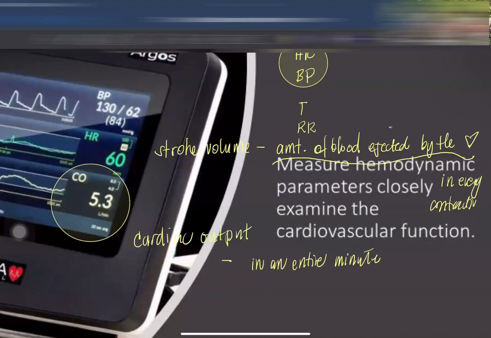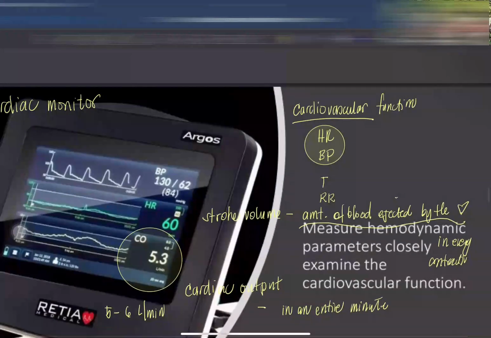Okay? So class, stroke volume, bawat pump. Pag sinabi ko namang cardiac output, for the entire minute po siya. Pag sinabi ko pong cardiac output of an adult patient, the cardiac output of an adult patient is 5 to 6 liters per minute. Ibig sabihin, class, normally, your heart will be able to eject 5 to 6 liters of blood per minute. Okay? Now, ano naman pong implication if ever bababa po yung cardiac output natin?